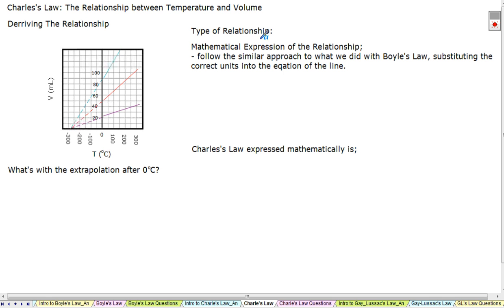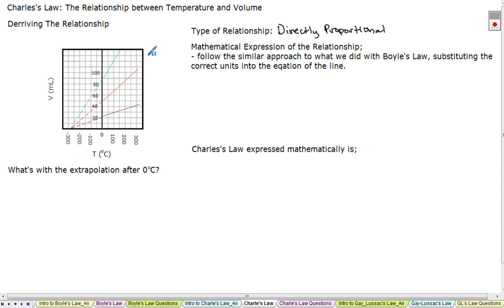In this case, as we can see here, when we increase the temperature, the volume also increases. So these two variables are directly proportional. As one increases, the other one increases as well.